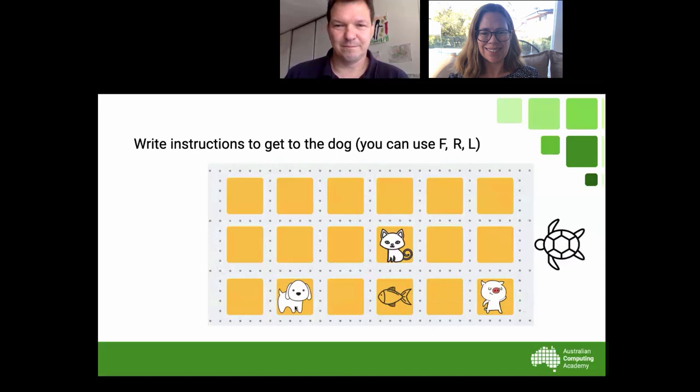Now, if the instructions you're working on at home look a little bit different, that's okay. We're going to try one more from Oscar. Oscar says we should go forward, forward, forward, left, forward, forward. Bing. Oopsie.